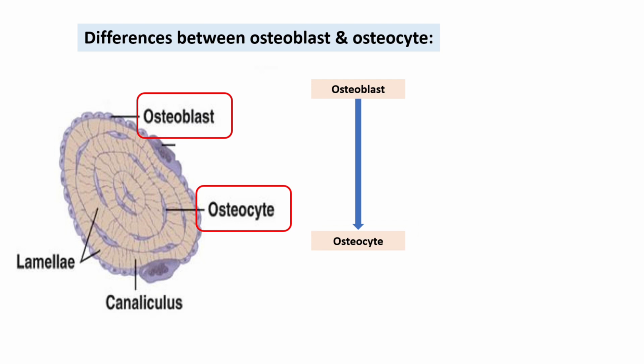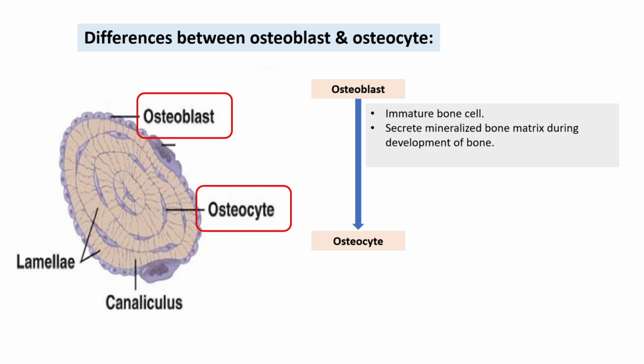The differences between osteoblast and osteocyte are: osteoblast is an immature bone cell. Its function is to secrete bone matrix during development of bone. The matrix secreted is in liquid form and soft. Osteoblast is not enclosed in lacunae.